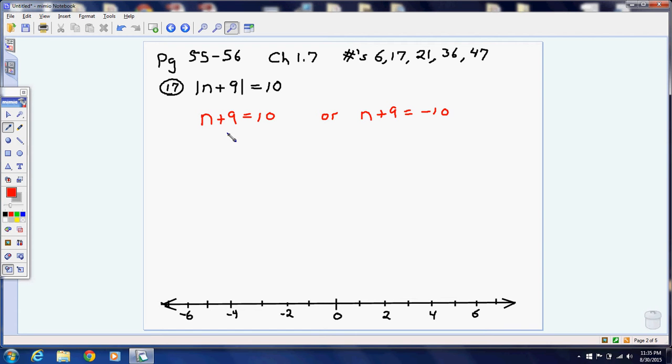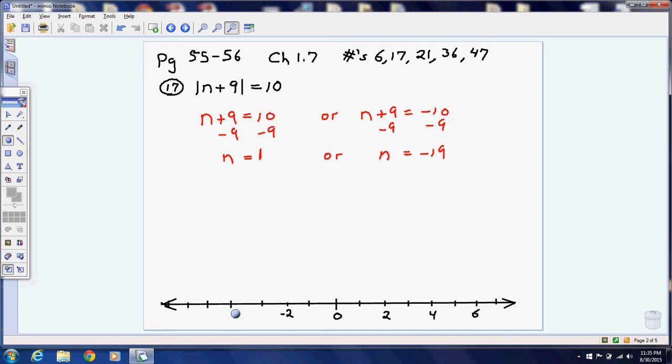All right, well, solve this. We just subtract off the 9 from each side. 9's cancel out, which gives us n equals 1, positive 1, or over here we subtract off 9 again. 9's cancel out, gives us n equals -19.